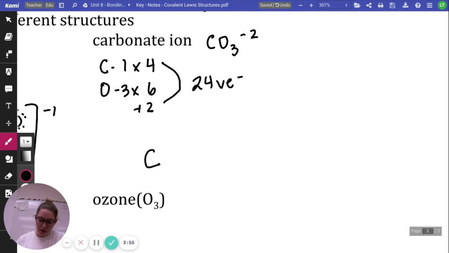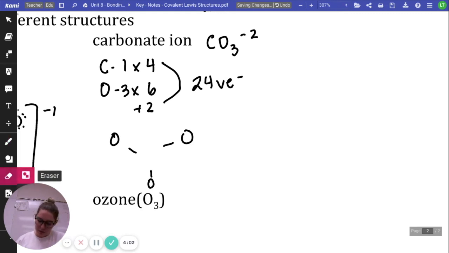Okay, put carbon in the center, bond my 3 oxygens to it as far apart as I can. I'm going to move this up a little bit so that I have a little more room.